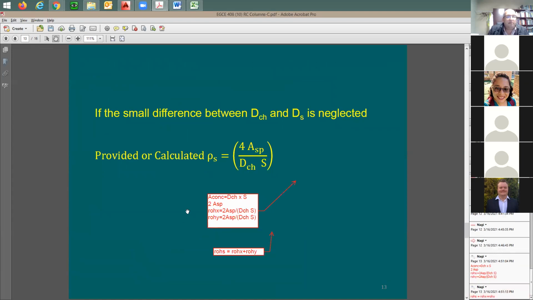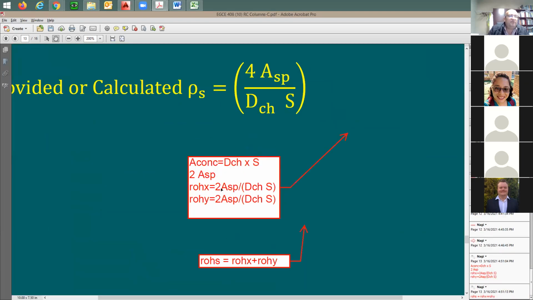Based on the fact that this is going to be 2 and 2, 2 in each direction of the concrete column, I'm going to have a total of 4 ASP divided by the cross-section area. So rho S, which means the volumetric ratio, is going to be equal to rho X plus rho Y. So it makes sense. Questions?